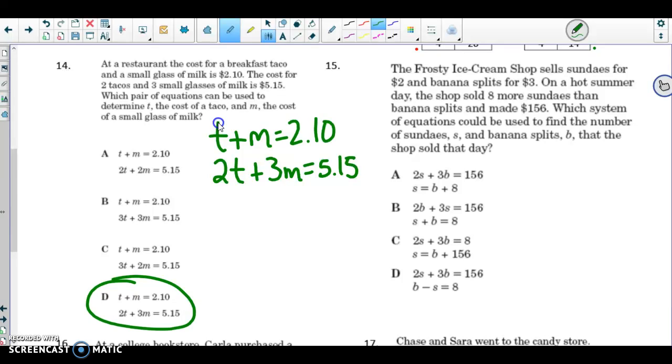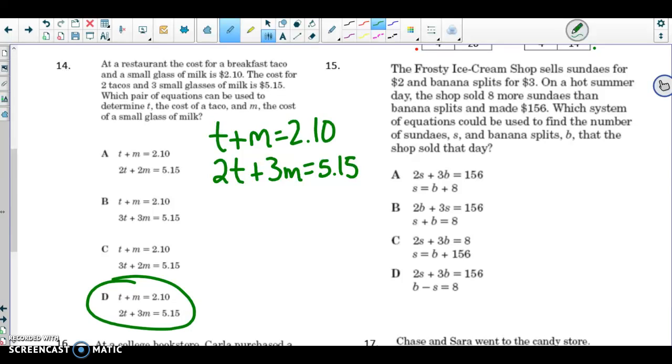Okay. So number 15, the Frosty Ice Cream Shop sells sundaes for $2 and banana splits for $3. And on a hot summer day, the shop sold 8 more sundaes than banana splits and made $156. Which system of equations could be used to find the number of sundaes S and the banana splits B that the shop sold that day?